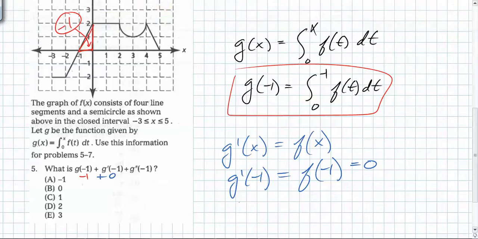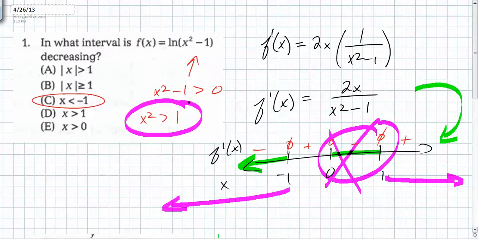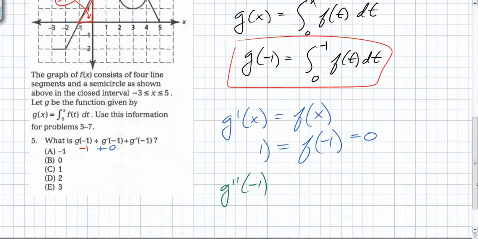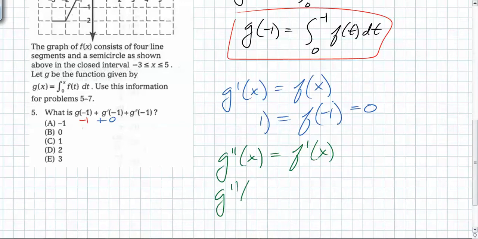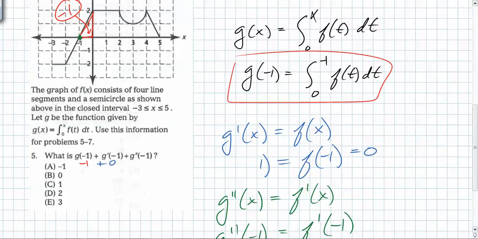And let's keep going here. And then it's g double prime of -1. So we want to do g double prime. What is g double prime going to be? That's going to be f prime of x, right? So g double prime of -1 is going to be f prime of -1. So go to -1 right here. What's the derivative at that point? Over 2, up 2, right? Sorry, over 2, up 4.